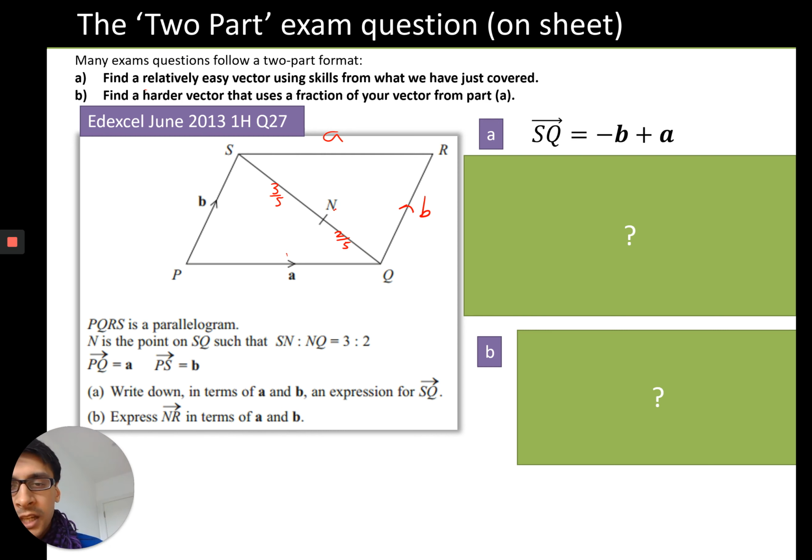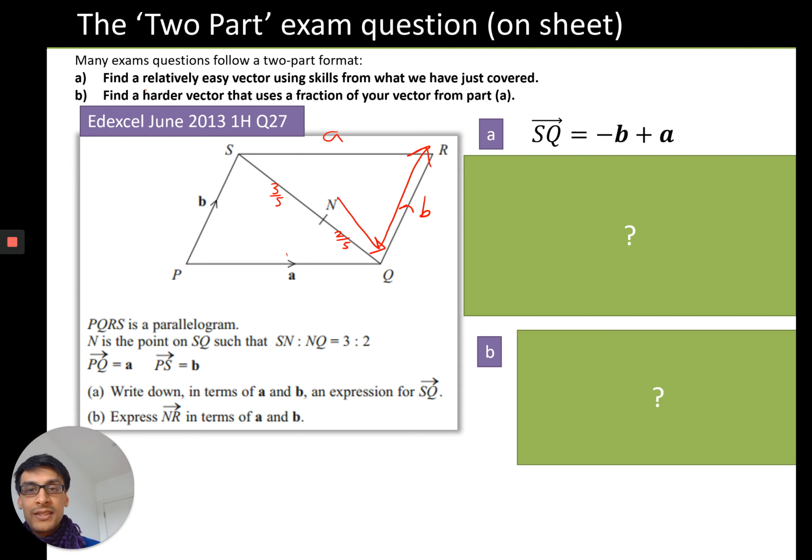Part B is express NR in terms of A and B. So we now want to figure out how we can write NR in terms of A and B. Well, we can say that to go from N to R, you're going to have to go from N to Q and then from Q to R. Another way we could do it is to go that way, but I'm not going to do it that way. That's just a different way to do it, and I think it will confuse you otherwise.